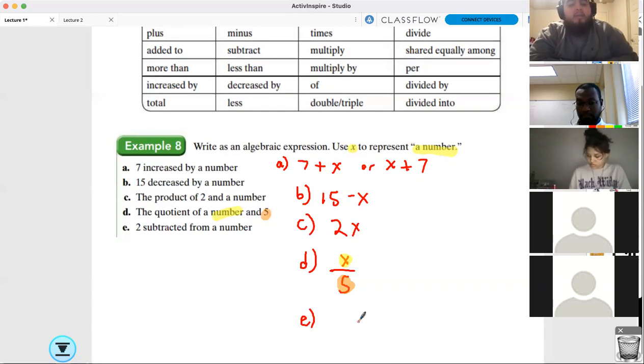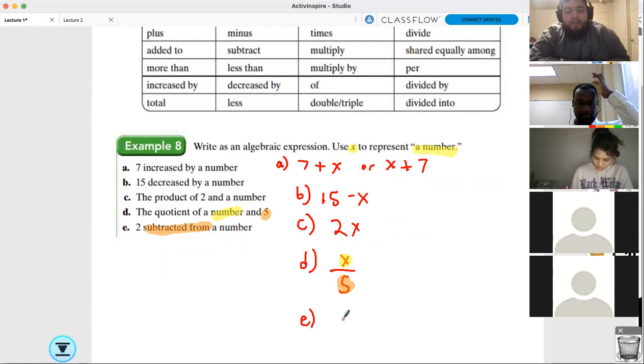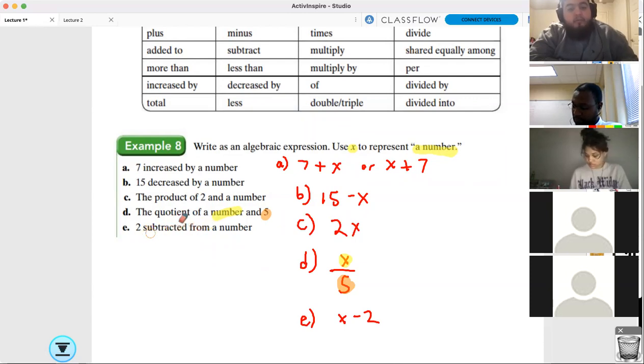And E is a tricky one, class. I'm going to read it slowly, okay? 2 subtracted from a number. We're taking away 2 from a number. So whenever you see subtracted from, it's flipped over. So it'll be X minus 2, not 2 minus X. The reason is that the keyword here is the from. That changes the order of the words.